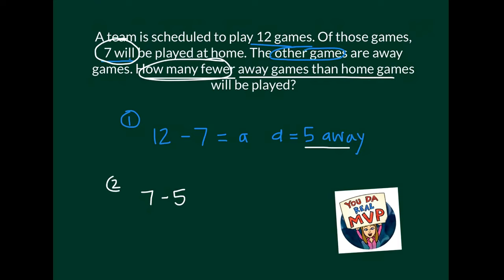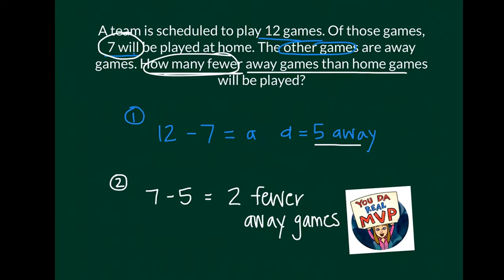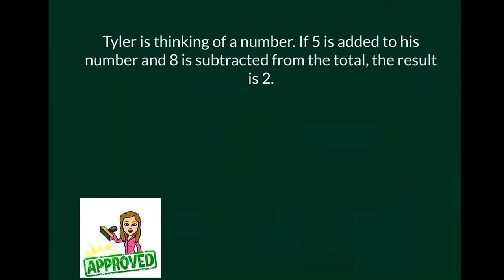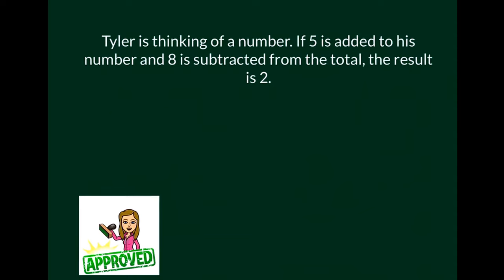This is now my second step to get the final answer. I'm comparing how many fewer away games than home games will be played. So 7 minus 5, 2 fewer away games. So in this case, it started by having me solve for the away games and then solving to compare the home games to the away games. Let's keep rocking these examples.